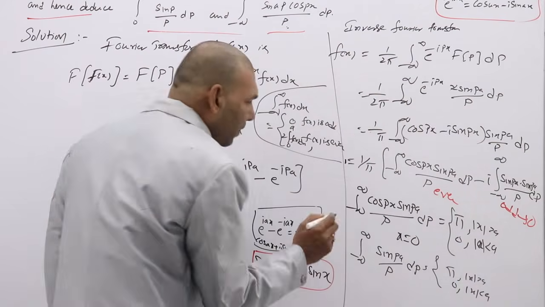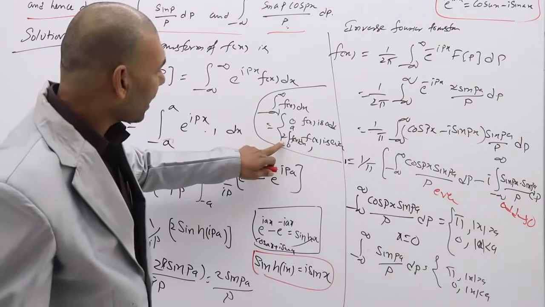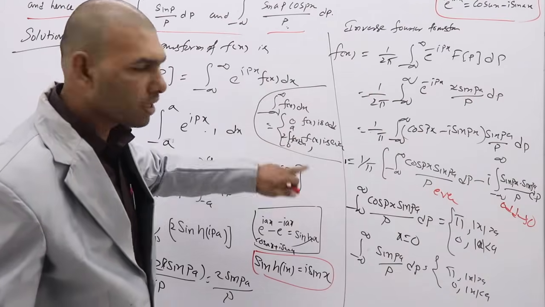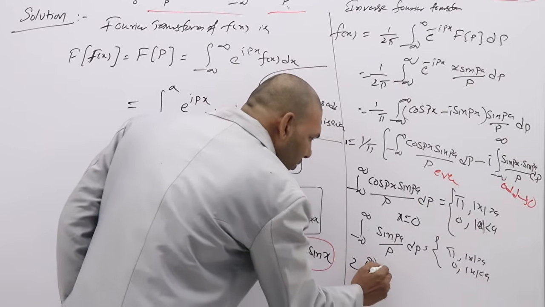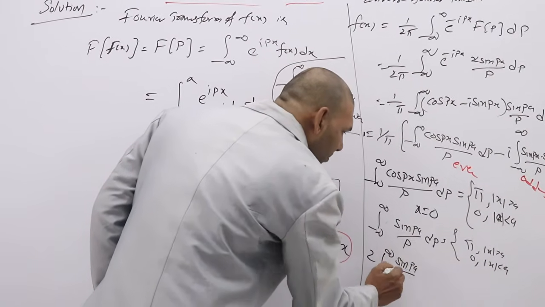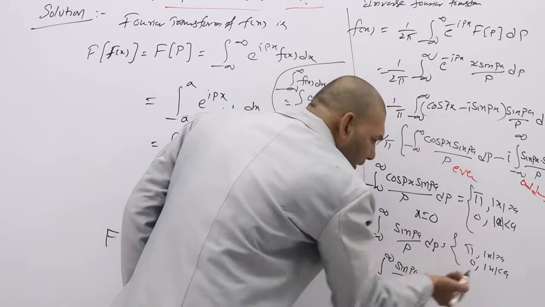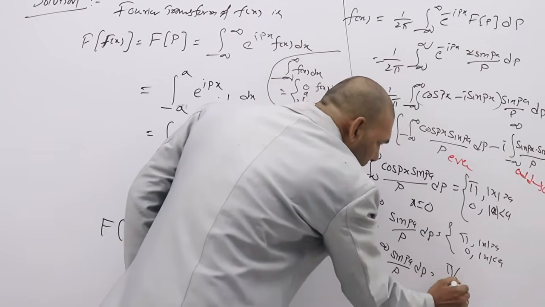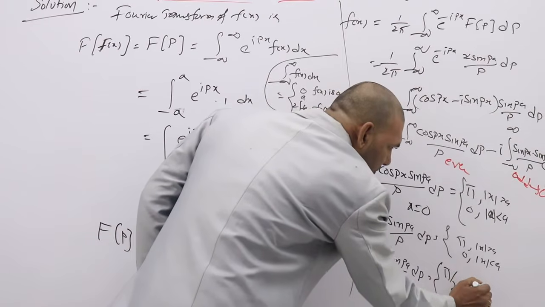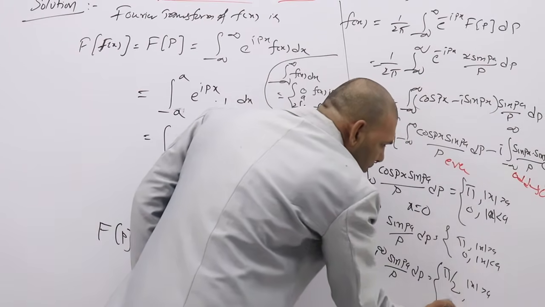But this is even. If it is even, we can write it like this, 2 integral 0 to infinity sin pa by p dp is this one. So if we send this 2 to that side, that becomes pi by 2, 0 otherwise.